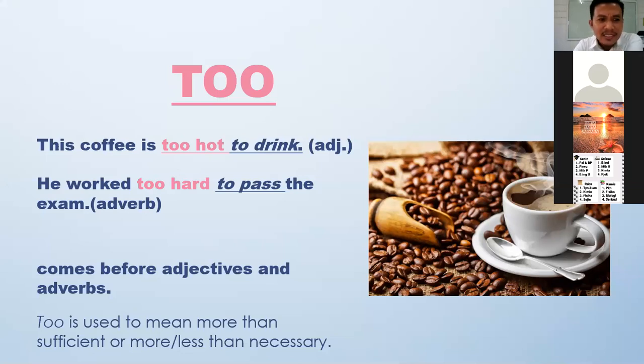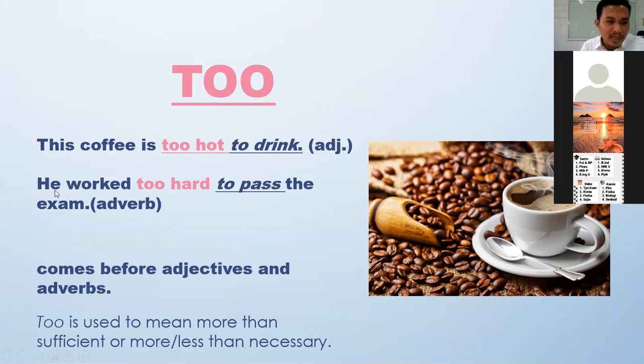Kalau kita bilang kopi ini terlalu panas untuk diminum. Kopi ini sangat panas untuk diminum. Terlalu panas is the best, okay? It's more accepted here. Lebih berterima di sini too. Not very. This coffee is too hot to drink. Ruangan ini terlalu dingin untuk digunakan sebagai, untuk jemur pakaian misalkan. This room is too cold, not very cold, karena di sini ada nyambungnya untuk diapakan. This coffee is too hot to drink. Okay, I hope you understand.